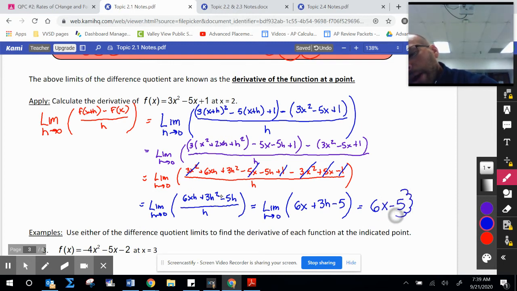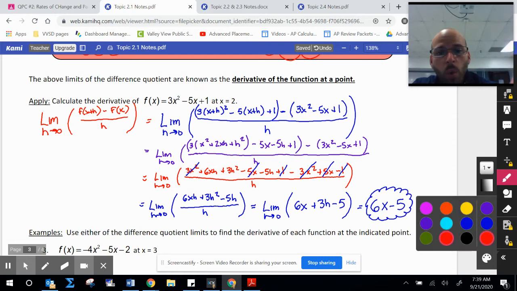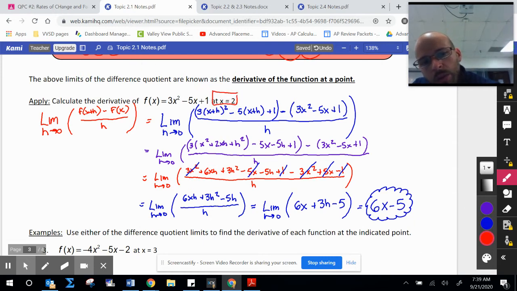Now, this is a very powerful expression. It is what we refer to as a derivative. This expression can find the instantaneous rate of change at any point. The original question wanted the rate of change when x was 2. So I can just say 6 times 2 minus 5, which gives 12 minus 5, so the rate of change would be 7. That is my instantaneous rate of change.